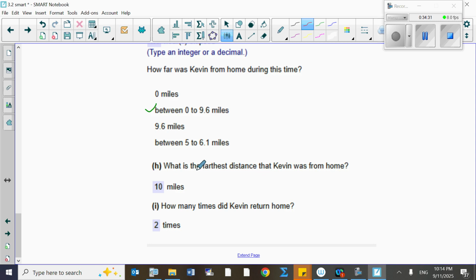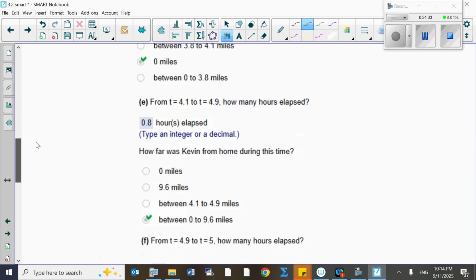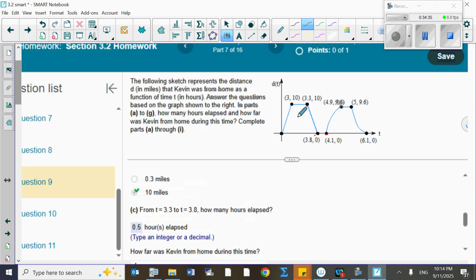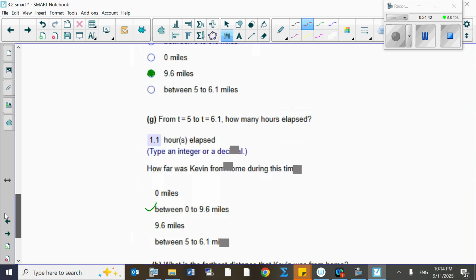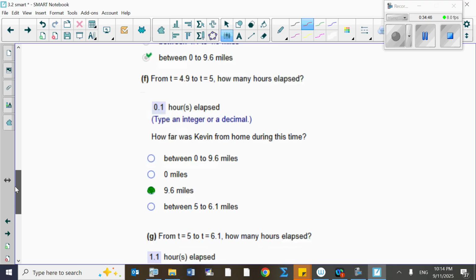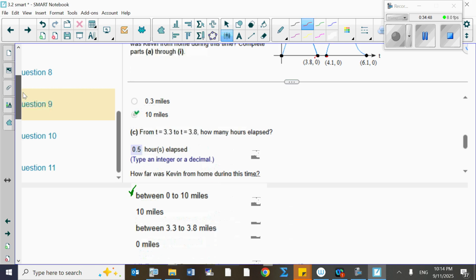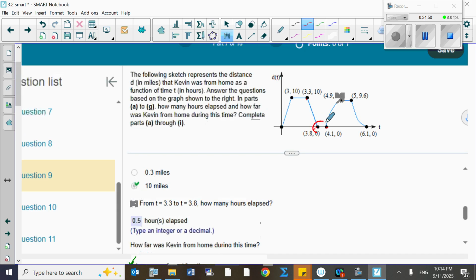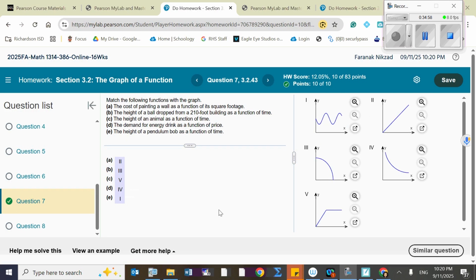Now, what is the farthest distance? It was 10 miles. That is basically the highest value of the function. This is the farthest distance that he had from home. And the next question says, how many times did he return home? That is 2 times, because once he returned home here and the other time that he returned home is here. These are the points where his distance from home is 0.